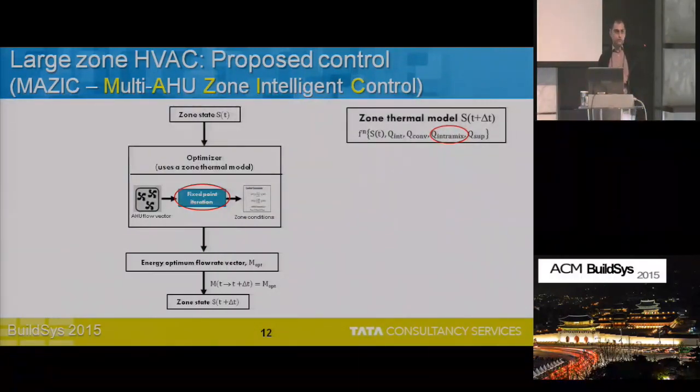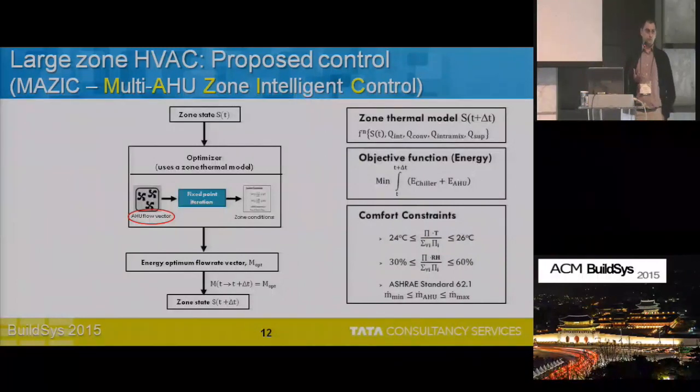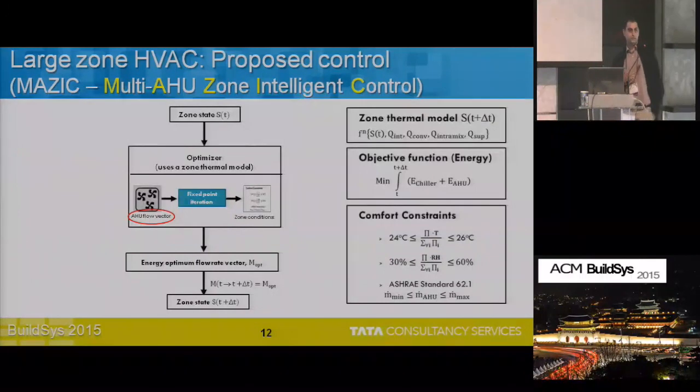So given a flow rate vector, how do you get to new zone conditions as shown by the zone thermal model using a fixed point iteration? That's what the optimizer uses internally. The objective function of the optimizer is to minimize the energy, which is the sum of your total AHU fan power as well as your chiller power. We have the comfort constraints, wherein we use a people weighted temperature and a people weighted relative humidity, which are bounded. In this case, the temperature is bounded within a range of 24 to 26, and this is what is typically used in our facilities.